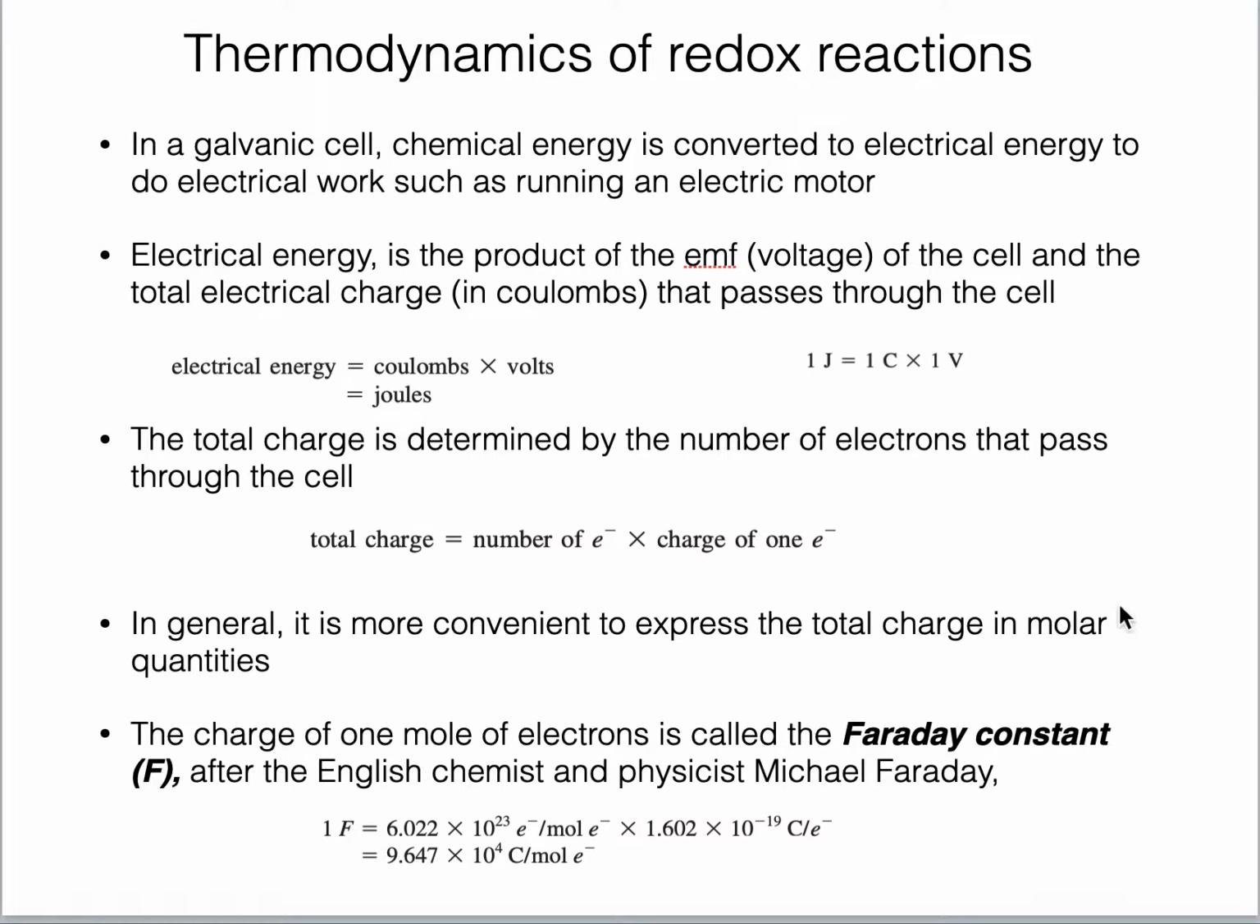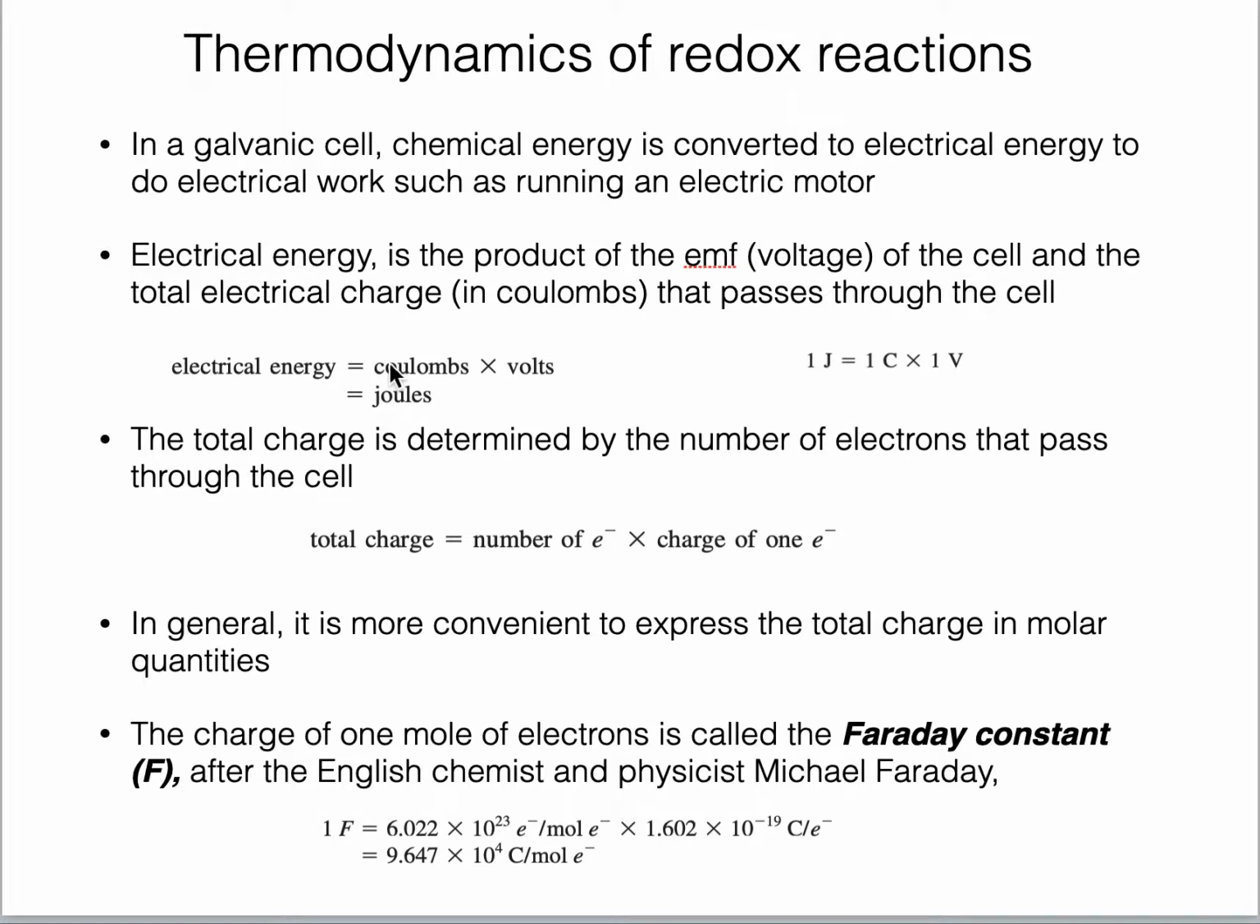In continuation of the lectures regarding electrochemistry and galvanic cell, we will study the thermodynamics of a redox reaction. We have seen that in a galvanic cell, we convert chemical energy into electrical energy to do some sort of electrical work. For example, running an electric motor or lighting an electric bulb. So electrical energy can be calculated by some other formula which is given here, and this is given as charge multiplied by voltage, which can be also equal to the electrical work done by the system.